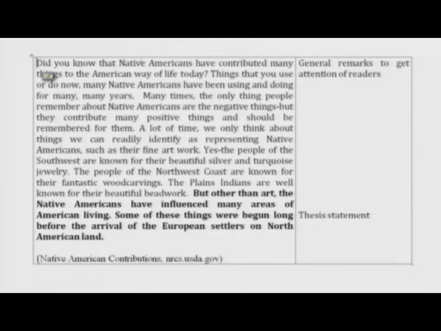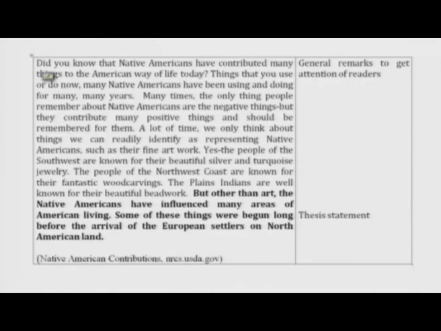Did you know that Native Americans have contributed many things to the American way of life today? Things that you use or do now, many Native Americans have been using and doing for many years. Many times, the only thing people remember about Native Americans are the negative things, but they contribute many positive things and should be remembered for them.